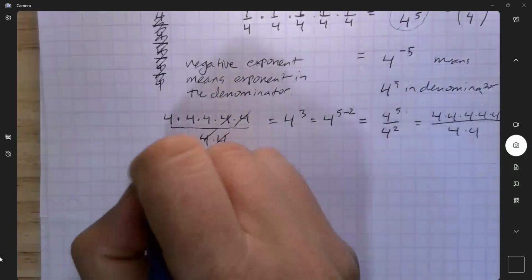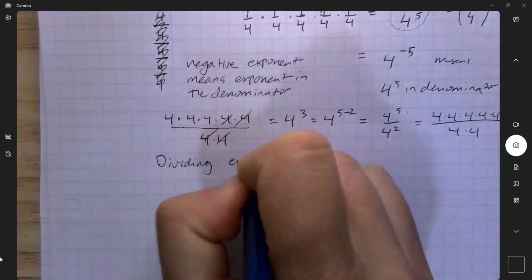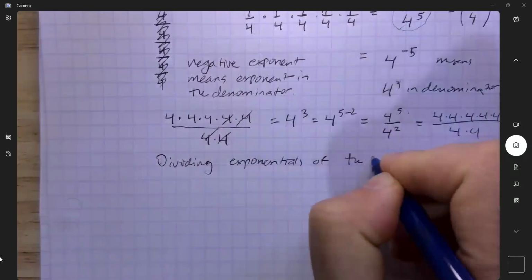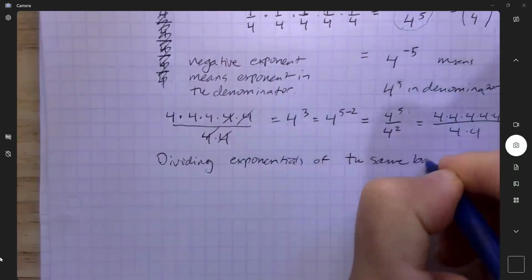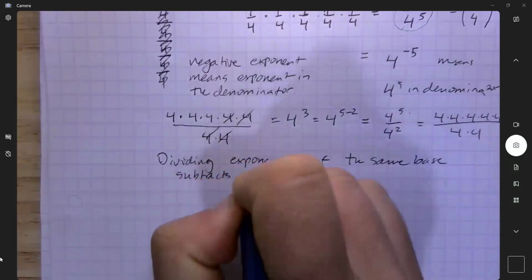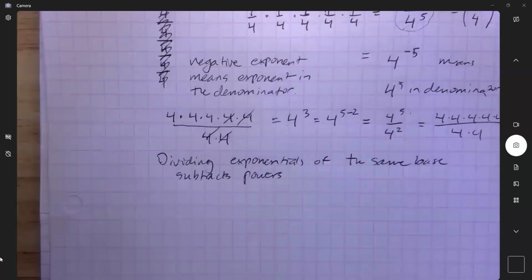So dividing exponentials of the same base subtracts powers. The top power subtracts the bottom power.